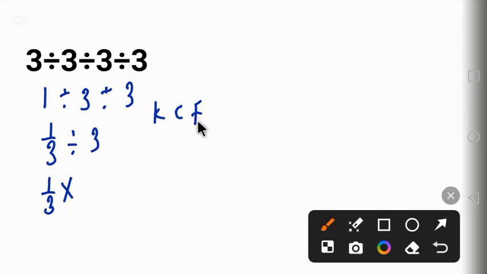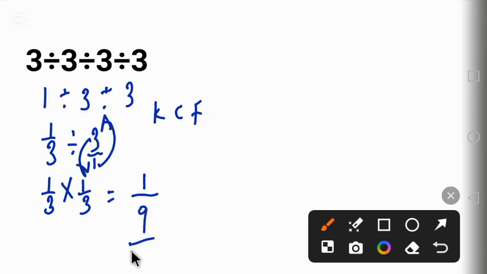And F here stands for flip. We are flipping this 3, which is written as 1 over 3. So this 1 will go up, that is invert, and then 3 will come down. So we have 1 over 3. Now 1 times 1 is equal to 1, and 3 times 3 will give us 9. So this is the final answer.